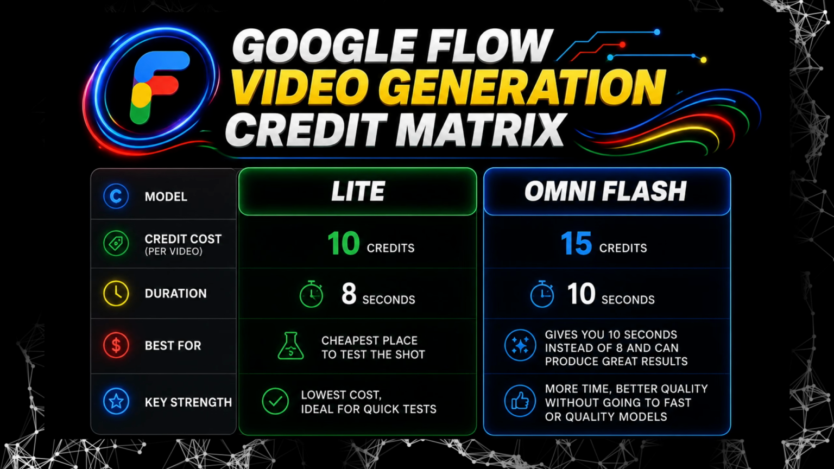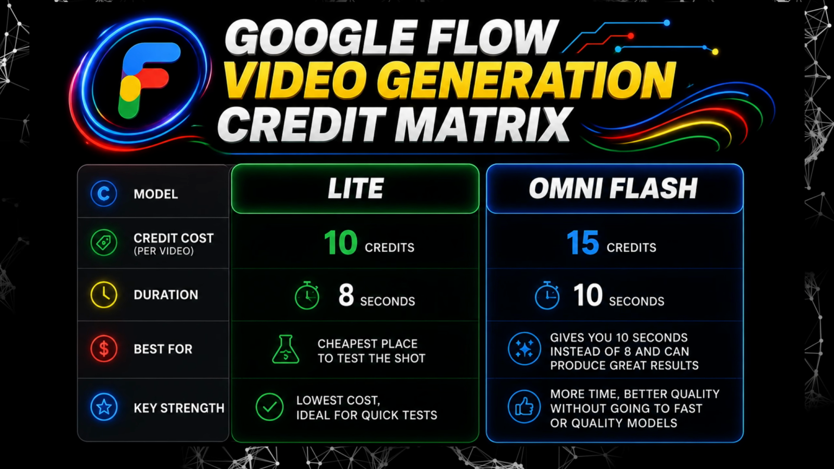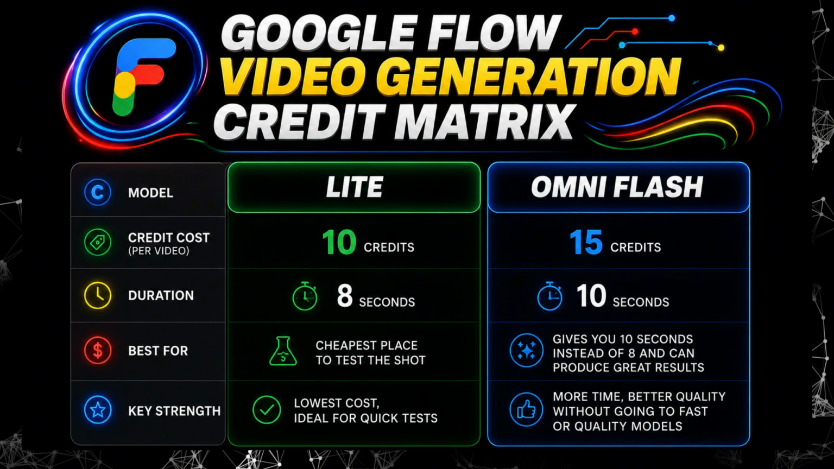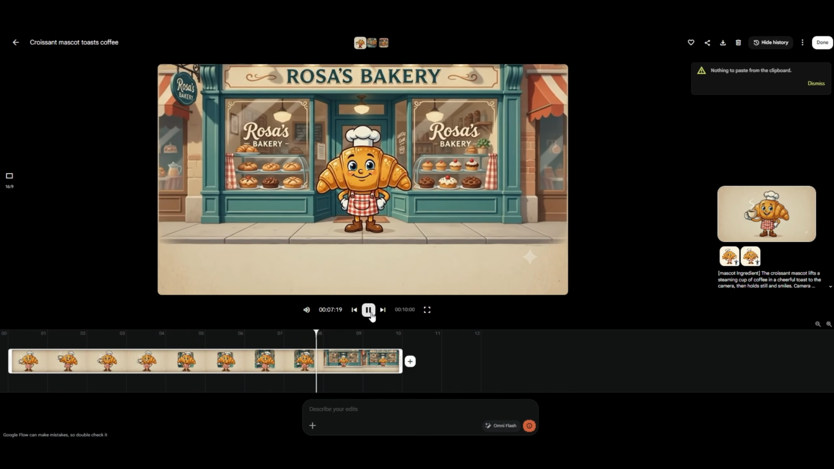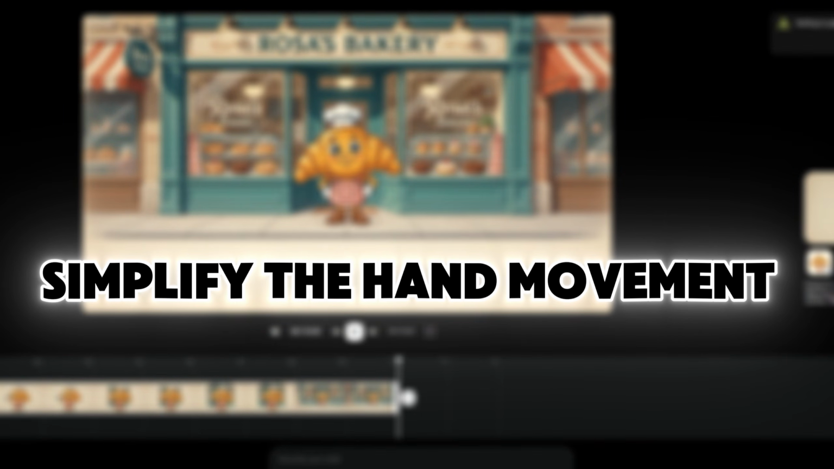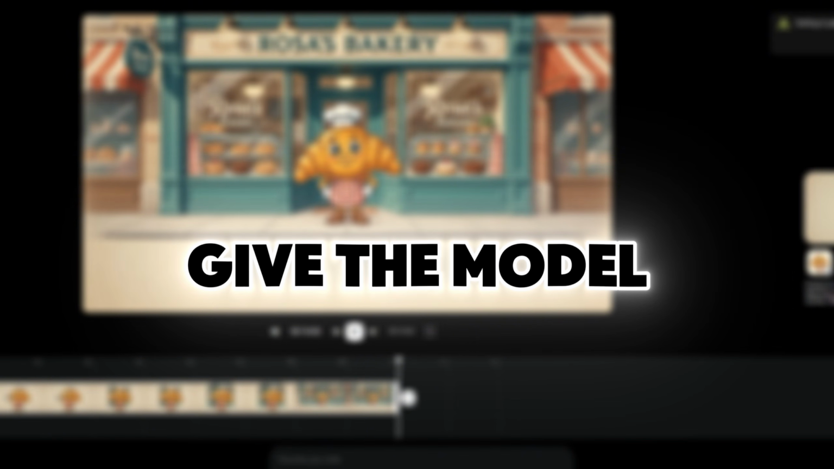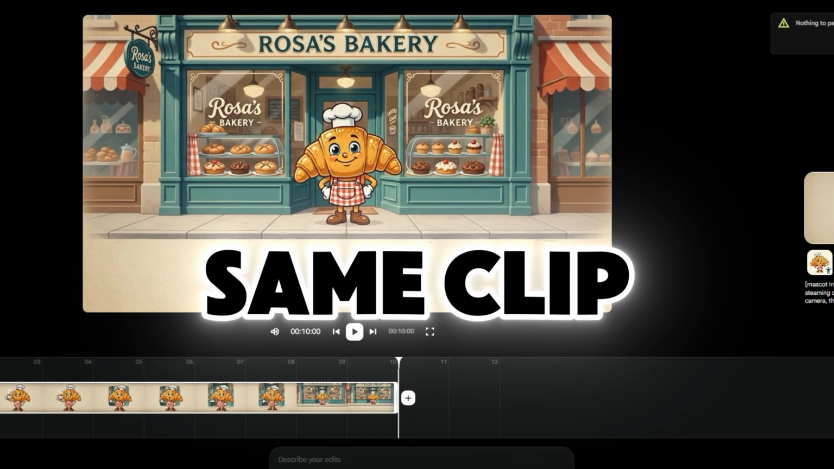OmniFlash costs 15, gives you 10 seconds instead of 8, and can produce some genuinely great results without jumping all the way to fast or quality. If the first result misses, change one thing. Slow the camera down. Simplify the hand movement. Give the model one clear action instead of 5 things fighting for the same clip.